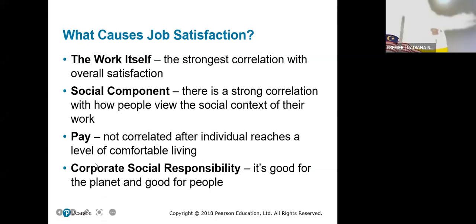Okay, number three is pay. Pay, salary, wages, that's pay. The pay, salary, wages, upah, or in standard language wording they call remuneration. The pay does not correlate after an individual reaches a level of comfortable living. This is not related, because pay is also a factor of motivation. You need money to survive.